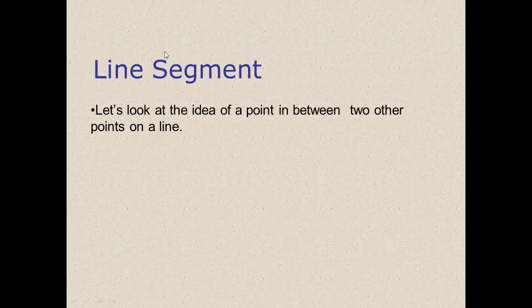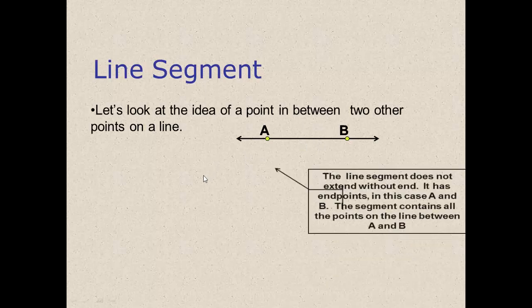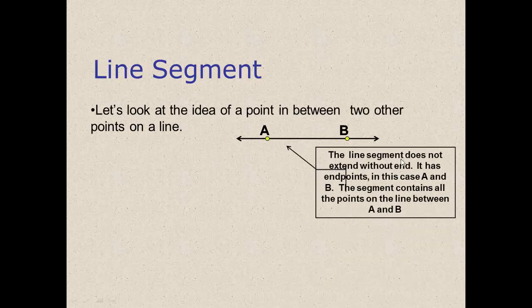Then, everyone studied the line segment. Let's look at the idea of a point in between two other points on a line. This is a line segment AB. The line segment doesn't extend without end. It has endpoints, in this case A and B. The segment contains all the points on the line between A and B.